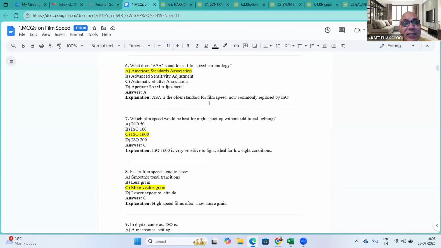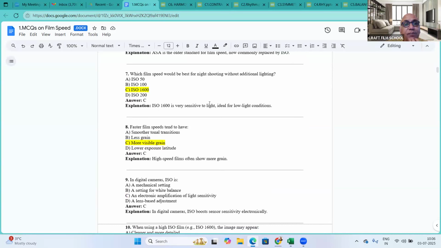So, what does ASA stand for in film terminology? American Standard Association, Advanced Sensitivity Adjustment, Automatic Shutter Association, Aperture Speed Adjustment? You should know, sometimes abbreviations are asked in the past. So, American Standard Association is the correct answer.